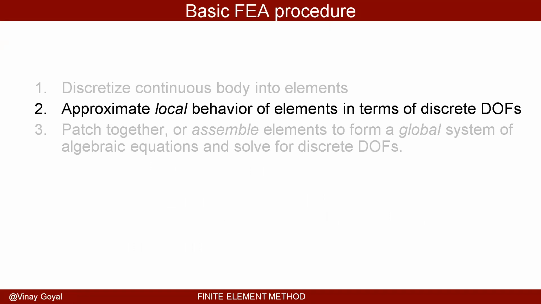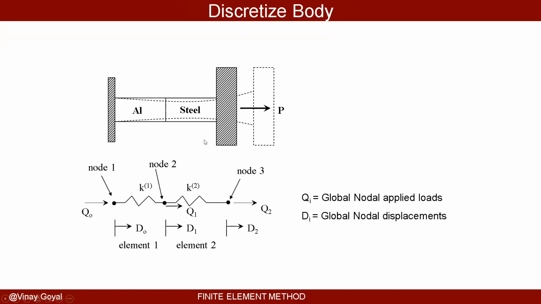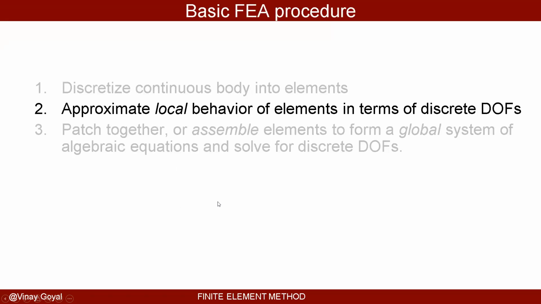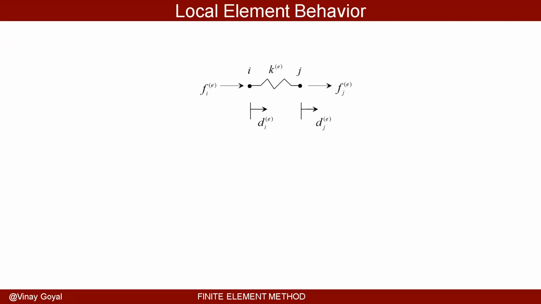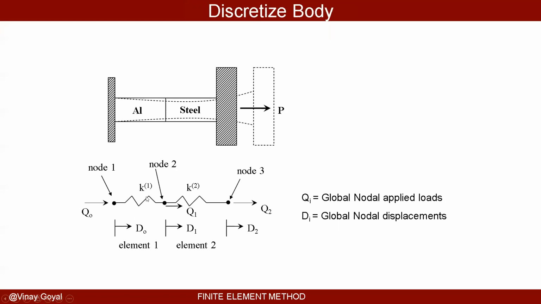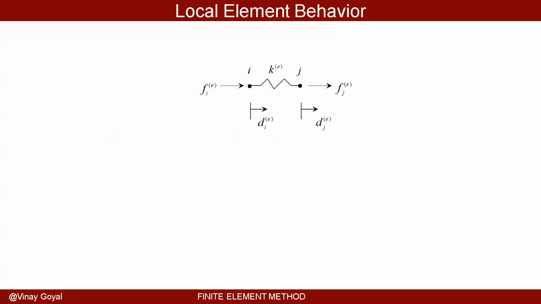So I've already explained how to discretize and idealize this structure into springs. Now let's study how to approximate the local behavior of elements in terms of discrete degrees of freedom. Let's just select one typical element here, could be this one or that one, I don't care. And I'm using variables here, so don't get worried. The way finite element analysis works is to understand how to approximate the behavior over a single element, then apply that to every element that looks the same, and then assemble the whole thing together by connecting them. So here I have a spring element.